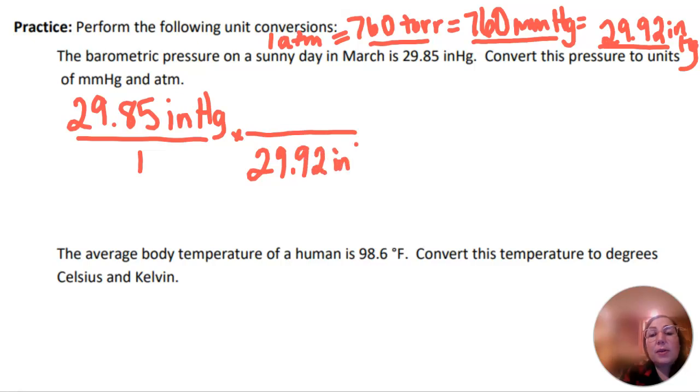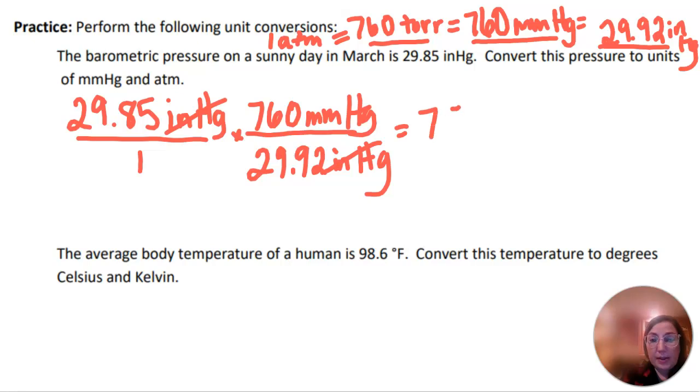29.92 inches of mercury to get rid of those. And it says that we want to be first in mmHg, millimeters of mercury. So we'll say in 760 millimeters of mercury. Cancel out inches of mercury, and we'll get 758.2 millimeters of mercury.